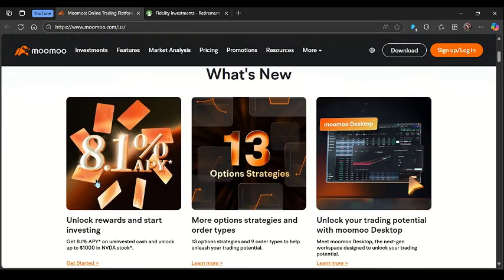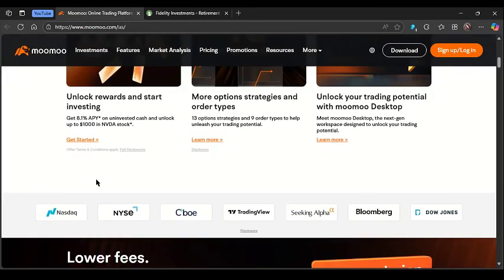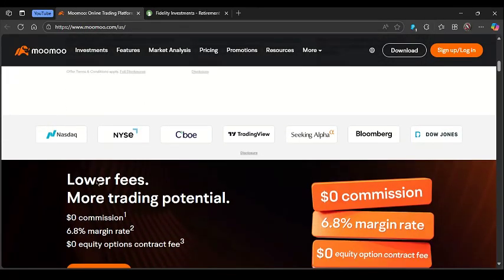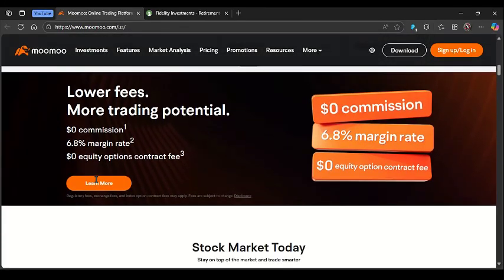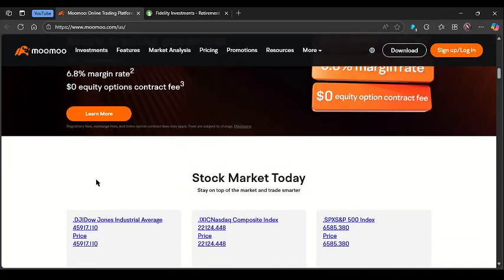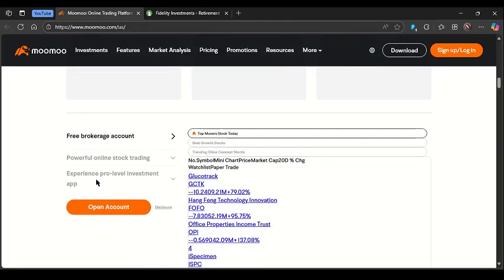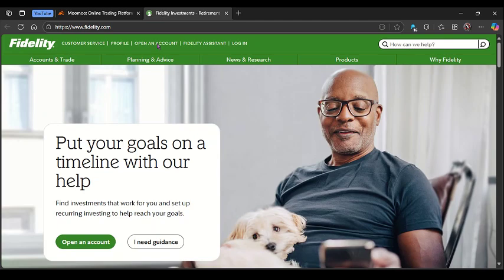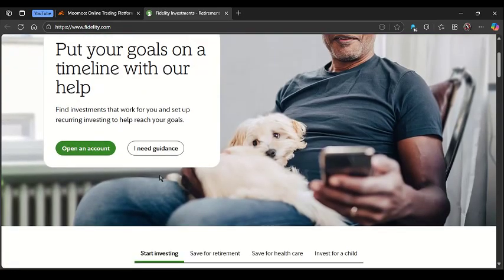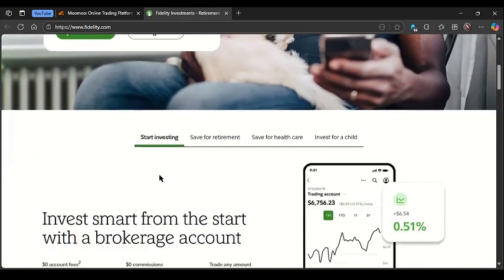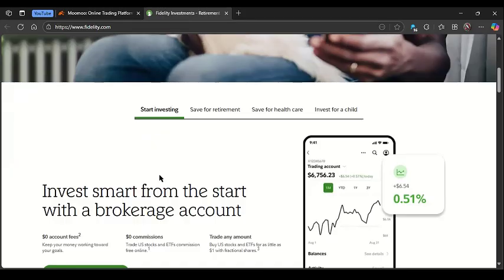Moomoo shines for active traders with commission-free US trades, real-time level 2 data, advanced charting tools, and access to global markets like Hong Kong and China. It's low cost, powerful, and perfect for those who love in-depth analytics. Talking about the good side of this platform, which is the pros, it includes strong tools, international access, and cheap trading, while the cons, which is the downside, are limited investment products and a steep learning curve for beginners.